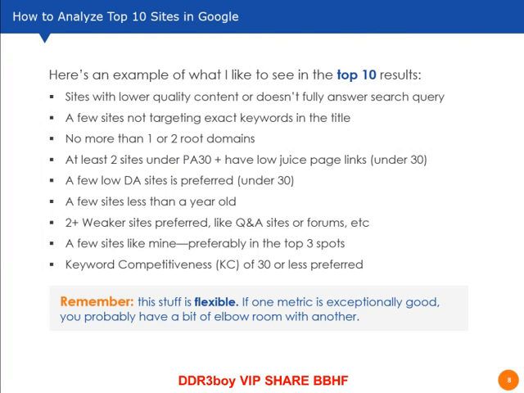So here's basically how this bonus lesson is going to work. I'm going to go back to this slide that you've seen in a previous lesson, how to analyze the top 10 sites in Google, and we're going to use this basically as a checklist as we go through some of these potentially good or bad examples of keywords.